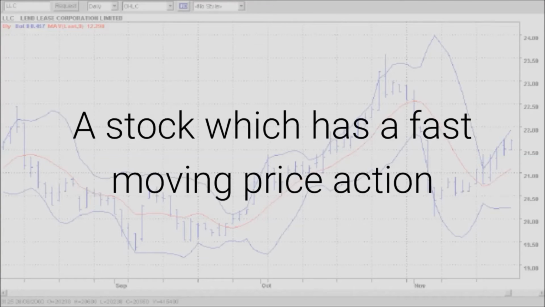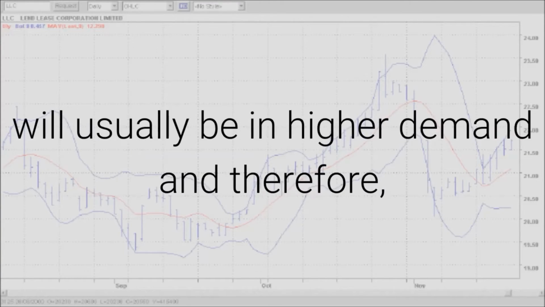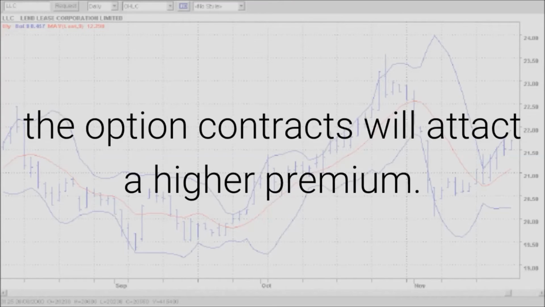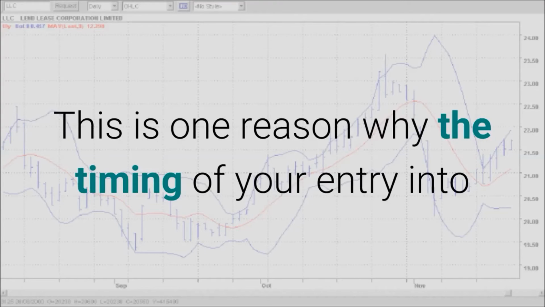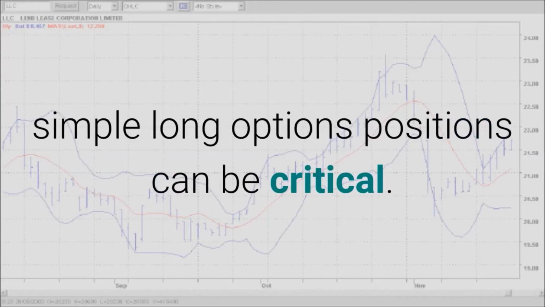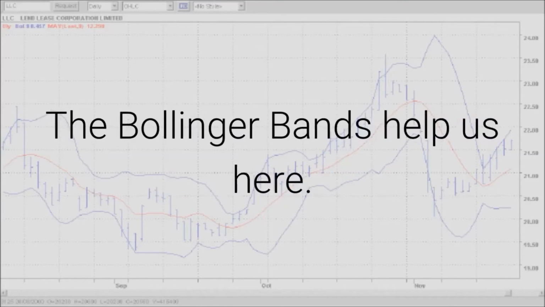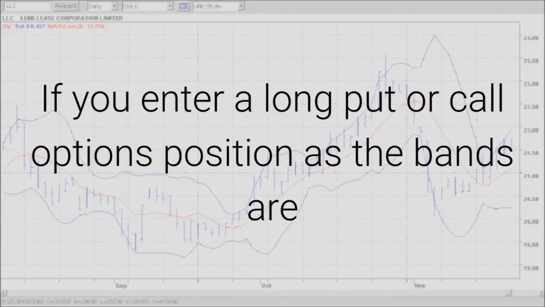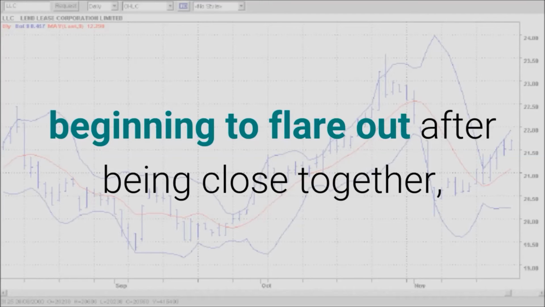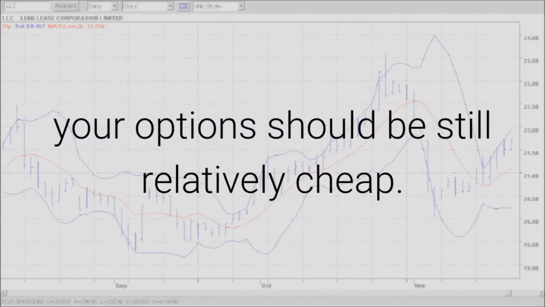A stock which has a fast-moving price action will usually be in higher demand, and therefore the option contracts will attract a higher premium. This is one reason why the timing of your entry into simple long options positions can be critical. The Bollinger Bands help us here. If you enter a long put or call options position as the bands are beginning to flare out after being close together, your options should still be relatively cheap.